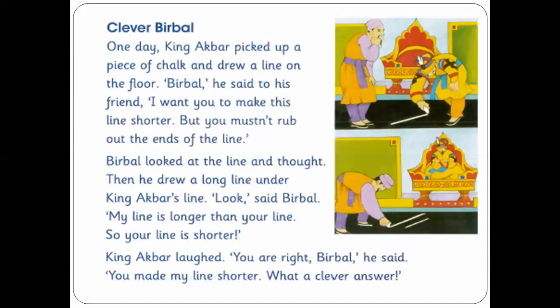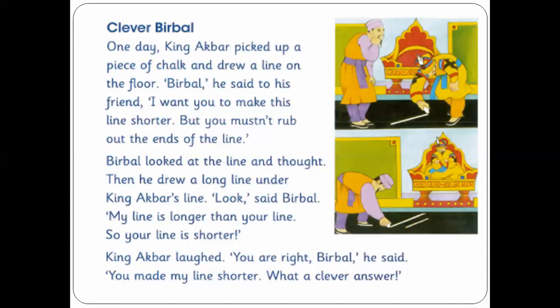Shorter means you have to make this line small, but you must not rub out the ends. What King Akbar said to Birbal: he drew a line with the chalk on the floor, and he said, how can you make my line shorter, without touching it, without rubbing it?